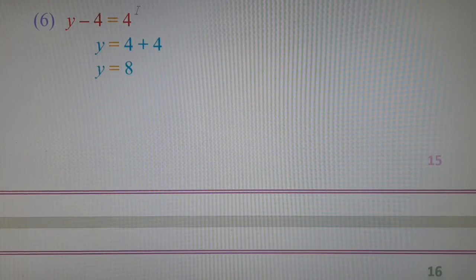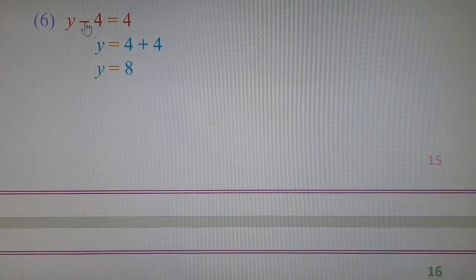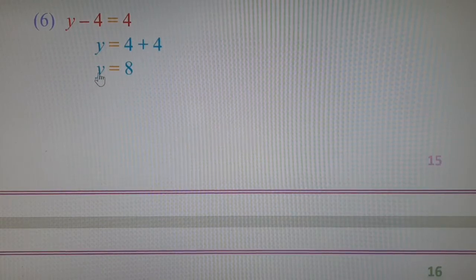So minus 4 will be transferred from the left hand side to the right hand side, and we have to use the transpose rule to transfer this number. In the transpose rule, we use the opposite rule. Opposite of subtraction is addition. So minus 4 will become plus 4 when it is moved from the left hand side to the right hand side. So in the next step, we will get 4 plus 4. 4 plus 4, the answer is 8. And here y is kept alone on the left hand side. So y is equal to 8 will be our final answer.